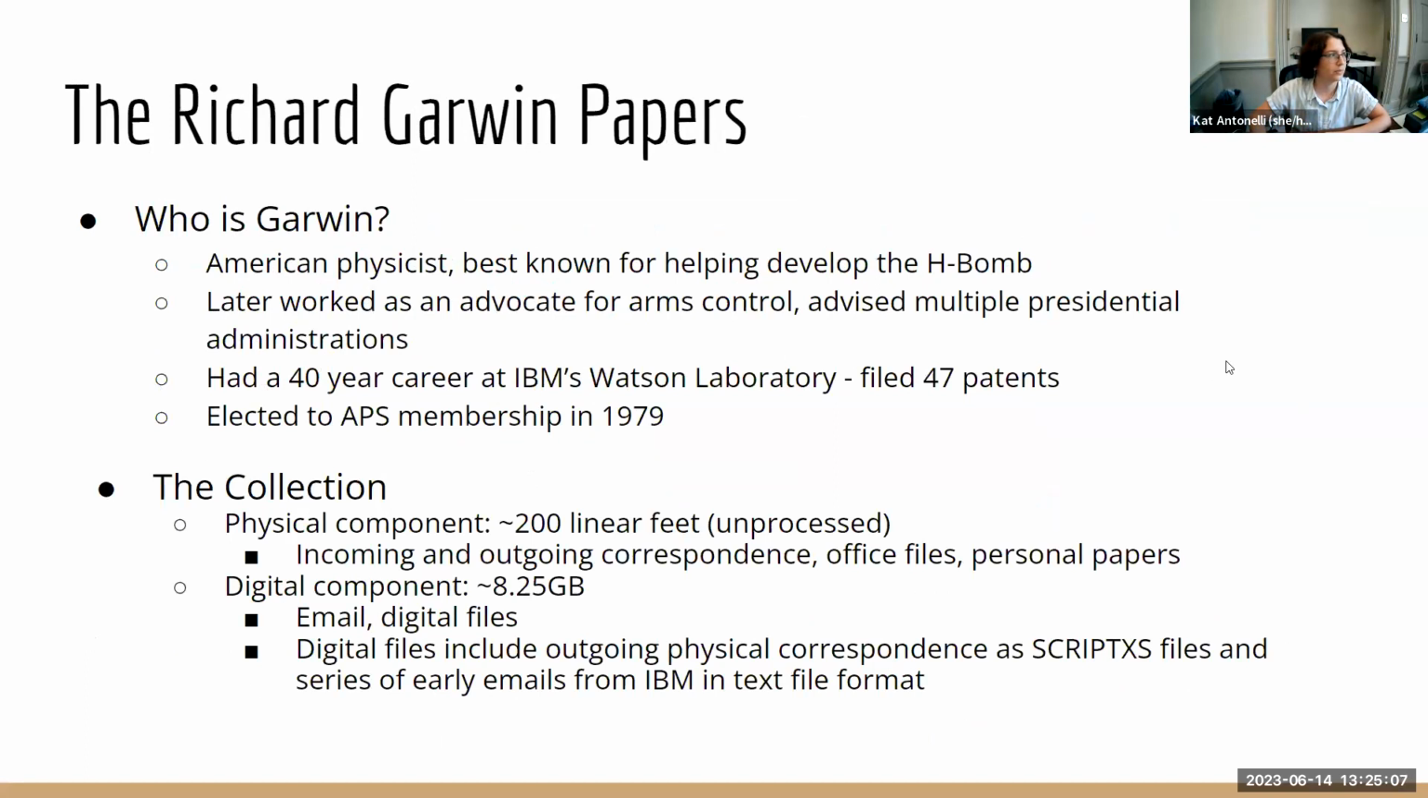So the collection I'm talking about today is the Richard Garwin papers. Garwin is a famous American physicist, best known for helping develop the H-bomb. He later worked as an advocate for arms control and had a very successful career at IBM's Watson Laboratory. And I highly recommend his biography, True Genius.